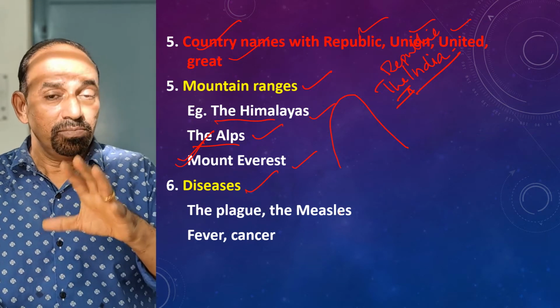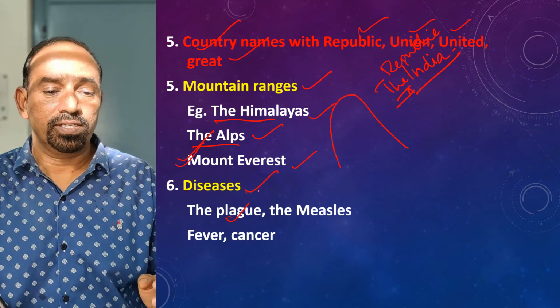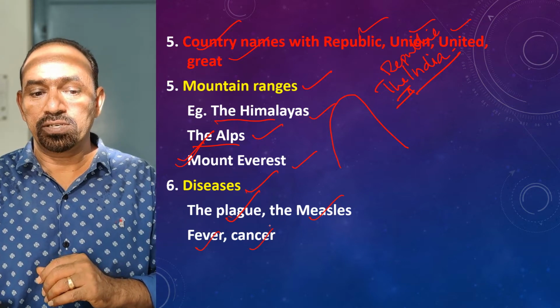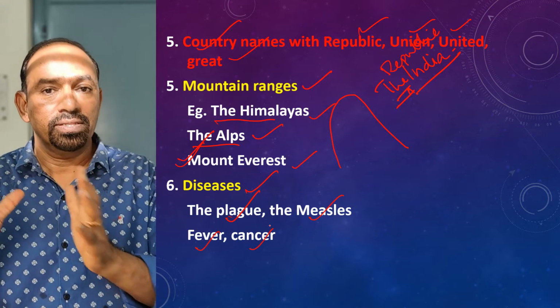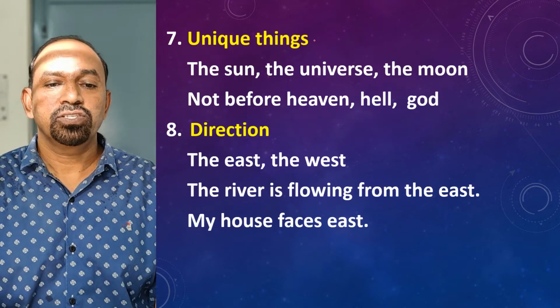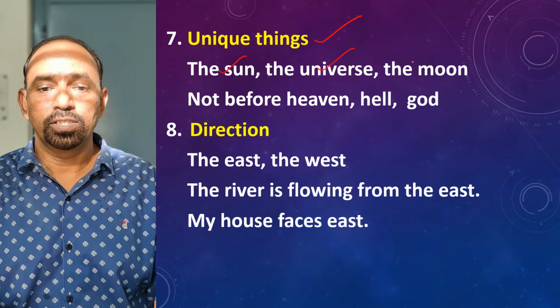Diseases. Some diseases carry this definite article and some don't. Look at the example: the plague, the measles. But fever, cancer, they never carry the definite article along with them. Next, unique things: the sun, the universe, the moon.